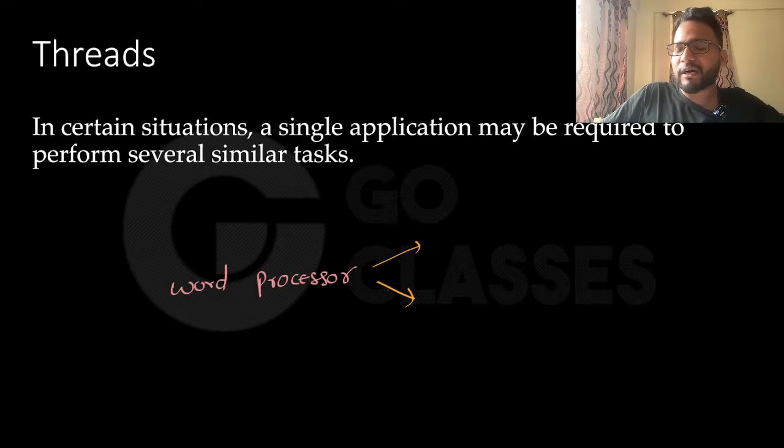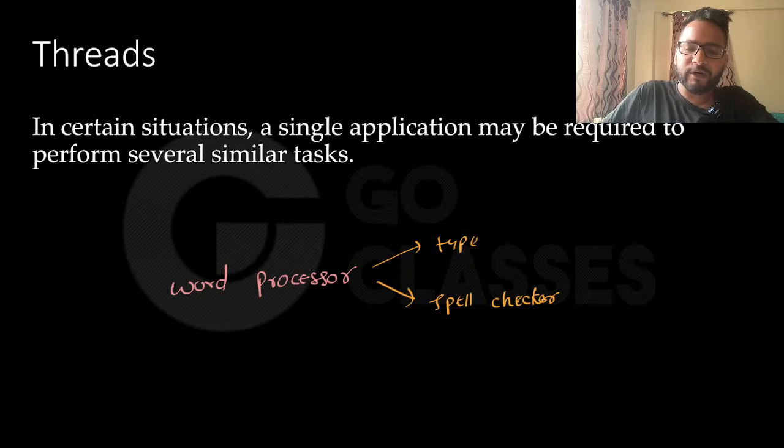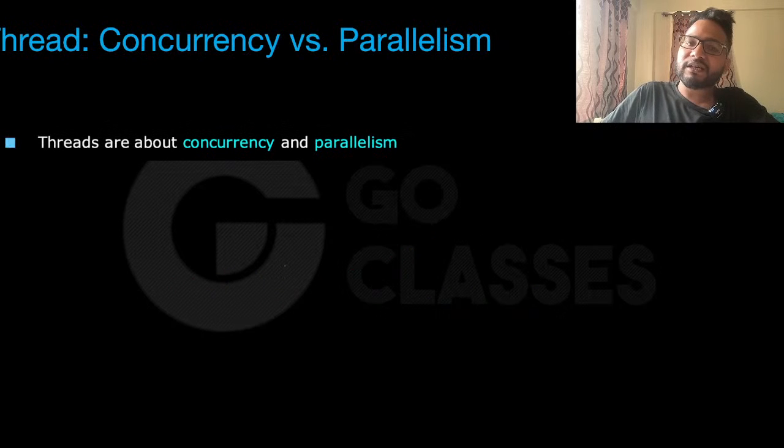But for the similar task, maybe you want to write something, maybe you want to type also, you want to do a spell checker also. So there could be many things that you want to do on this word file, I mean word processor. So you might be needing multiple threads, right? Since it is going to be a revision session, I might not be spending too much time on everything, but I will be focusing on the critical concepts only.